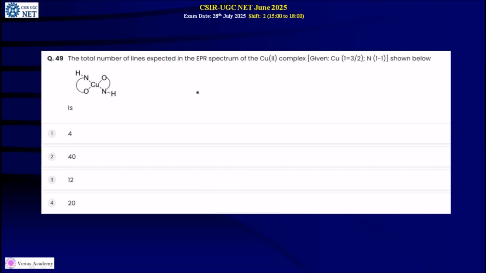Next, the total number of lines expected in the EPR spectrum of the copper 2 complex, given copper 1 equal to 3 by 2, N is 1 minus 1, shown below. So the correct option for this question is option number 4, students, that is 20.